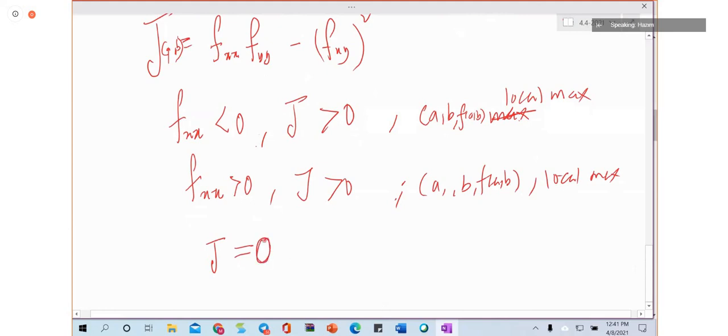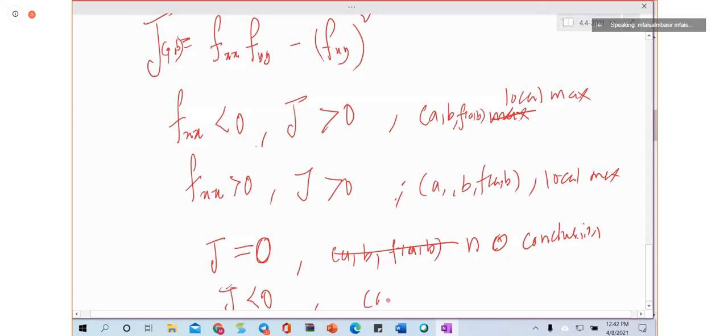If J is 0, it means a saddle point, is it? Check the notes. Equal to 0, no conclusion. No conclusion, okay. So we cannot do anything. But we will make sure J is not 0. Then if J is less than 0, is it? Yes. Automatically a saddle point.